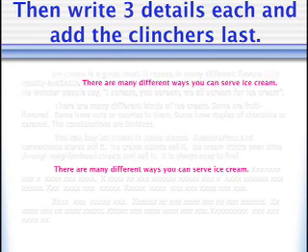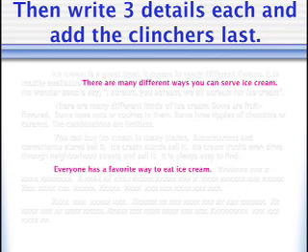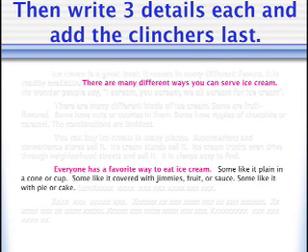The third detail in the introductory paragraph is about the many different ways you can serve ice cream. This detail is broad enough to become the topic of the next paragraph. First, we state the same idea in a different way and make it the topic sentence of the third detailed paragraph. Then we write 3 sentences that explain or support the main idea that you can eat ice cream in many different ways. Finally, we write a clincher that sums up the main idea of this paragraph.